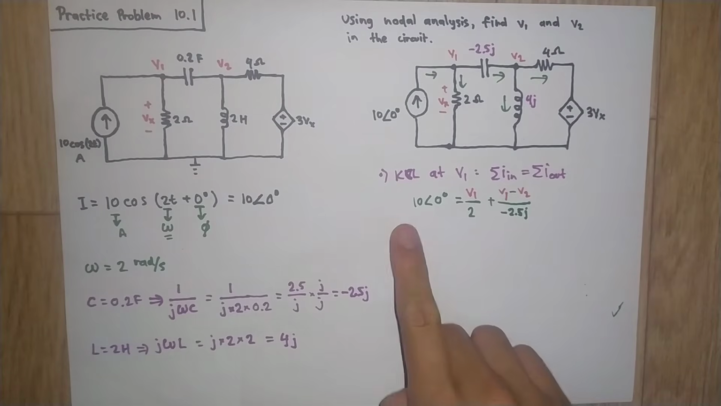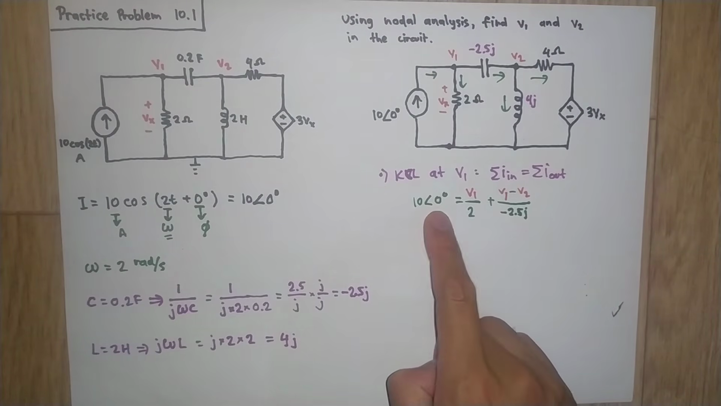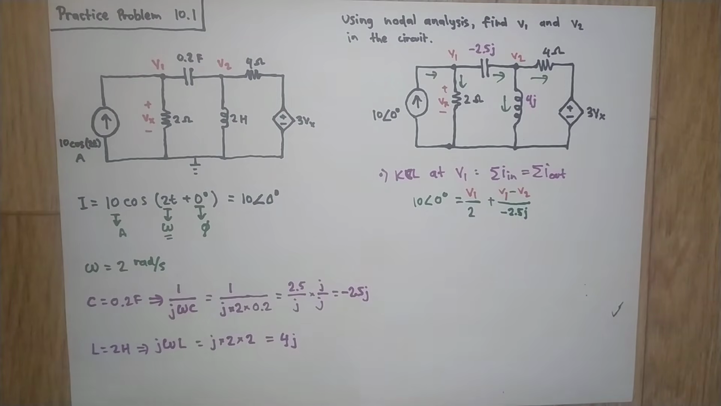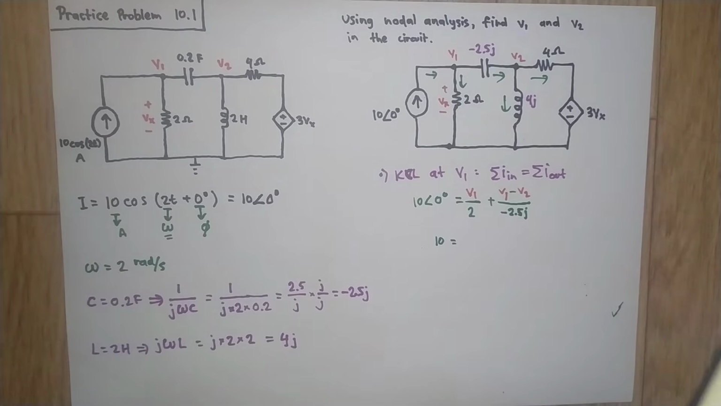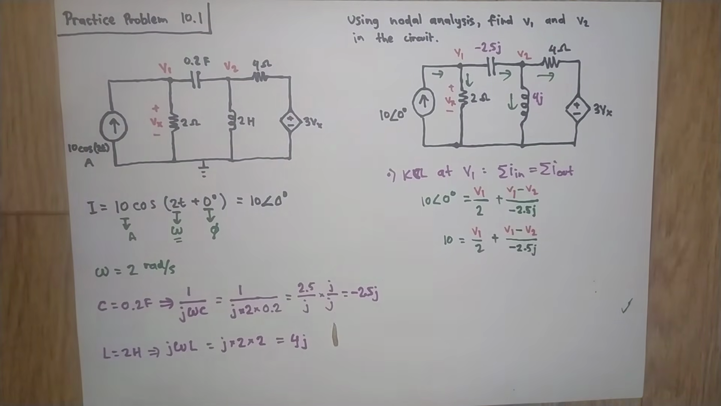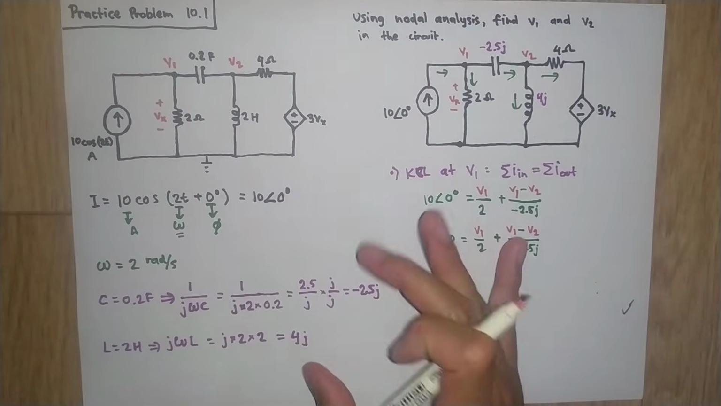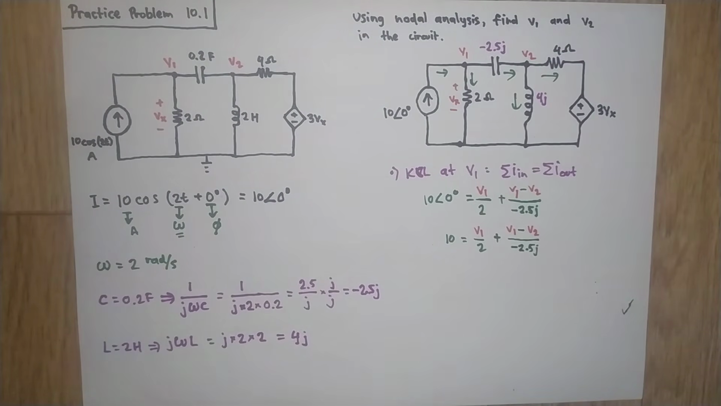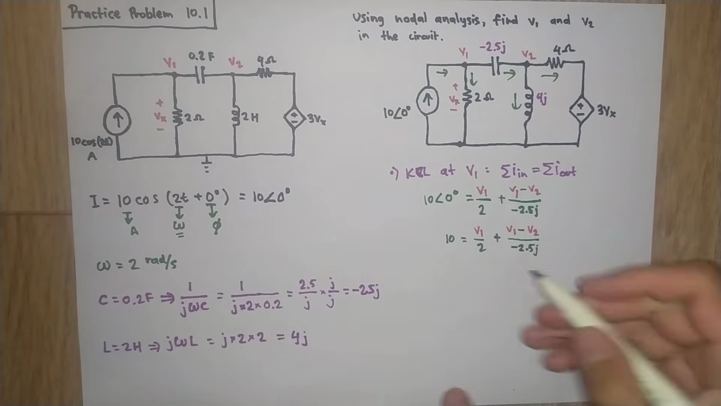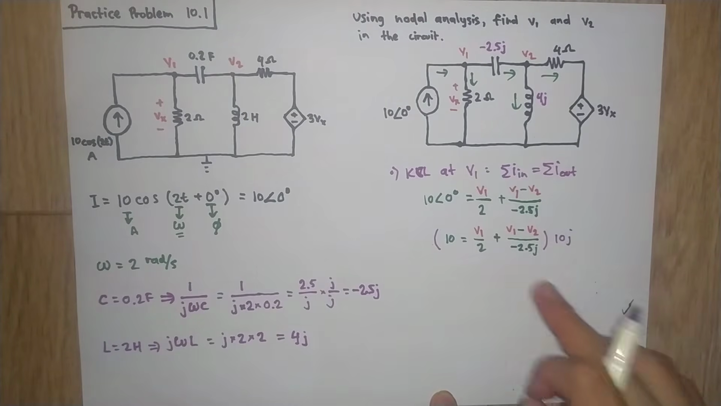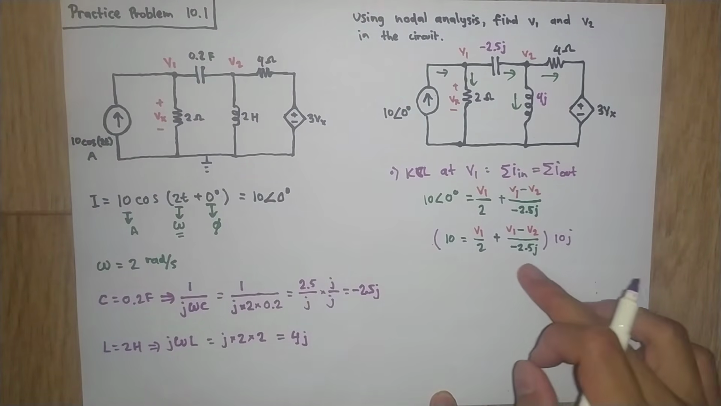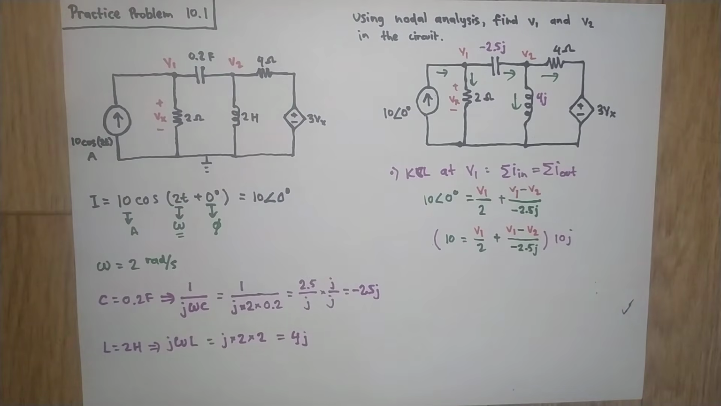Okay, now 10 angle of 0 degrees. This is in polar coordinates. We can change it into Cartesian coordinates, which is just 10, right? I want to work in Cartesian coordinates. Now we have this equation here, and I want to multiply both sides by 10J, because I want to get rid of all this denominator and work without a denominator. That's important.